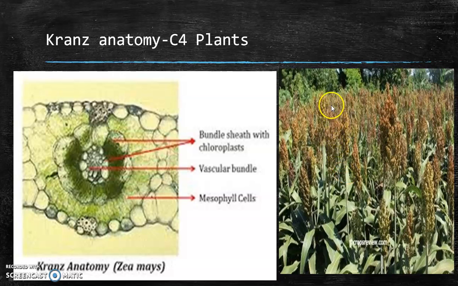They have a special type of anatomy called Kranz anatomy. So the C4 plants have Kranz anatomy. You can see the bundle sheath. This is the round structure called the bundle sheath, along with the chloroplast, surrounding the vascular bundle, and outside the bundle sheath we have the mesophyll cells. So the cycle occurs in both mesophyll cells and bundle sheath cells. This is said to be the Kranz.